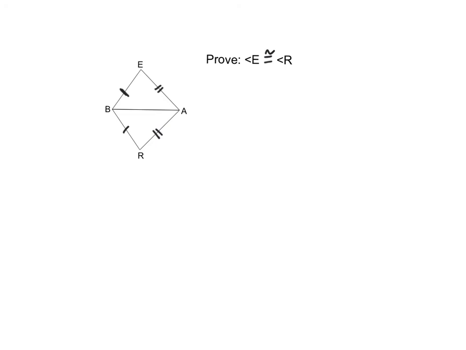Again, I'm going to look for these two triangles. They want me to show that angle E is congruent to angle R. So my game plan is going to be first show the triangles are congruent, then show that the corresponding parts of these triangles are congruent. So again, take a minute, tell me why are these triangles congruent? And now let's show it.